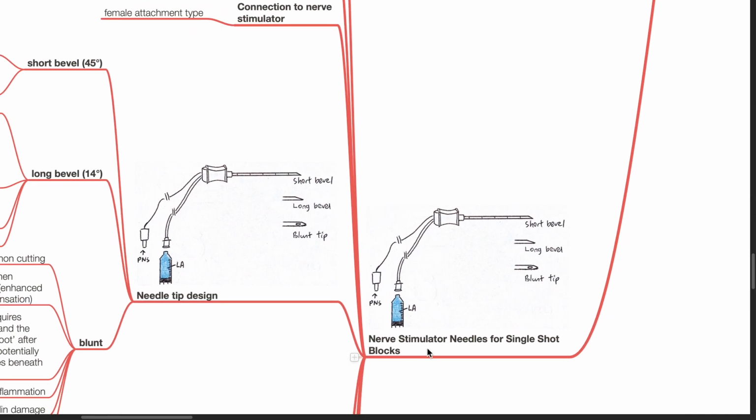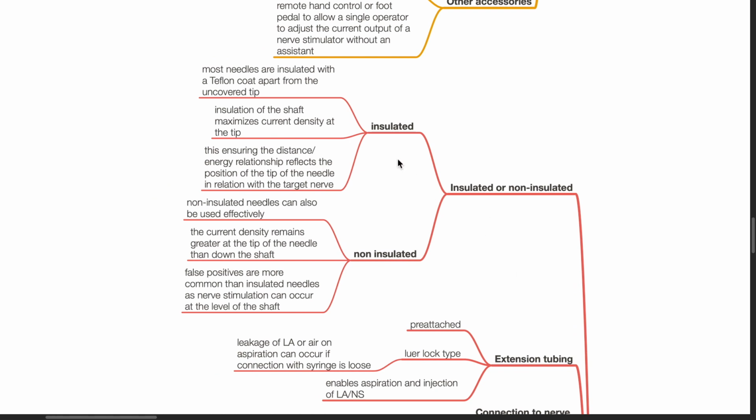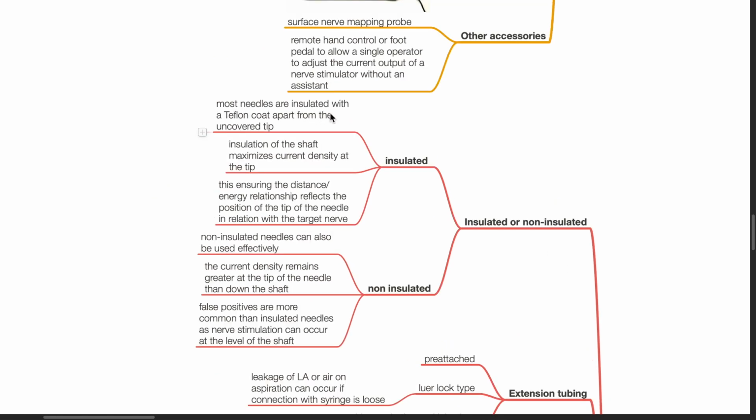Nerve stimulator needles for single shot blocks. They may be insulated or non-insulated. Most needles are insulated with a Teflon coat apart from the uncovered tip. Insulation of the shaft maximizes current density at the tip. This ensures the distance-energy relationship reflects the position of the tip of the needle in relation to the target nerve.